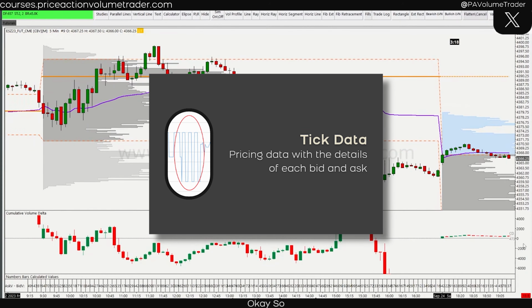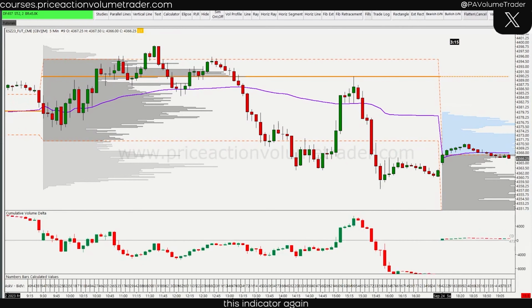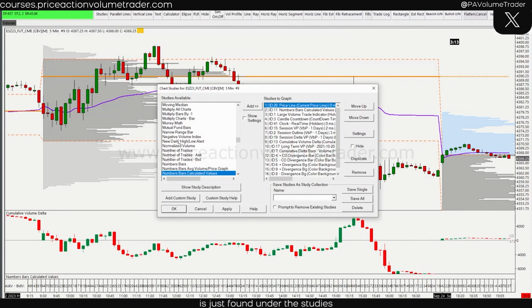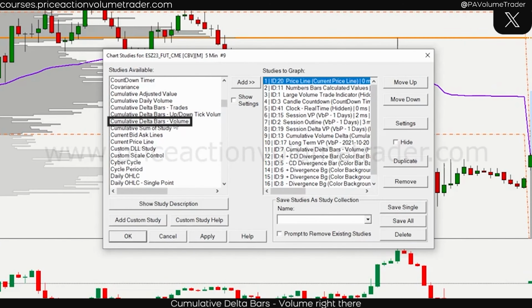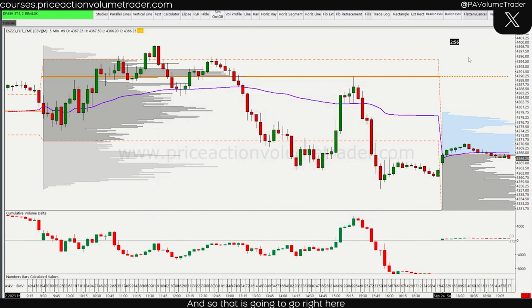Okay, so this indicator is just found under the studies, and you're just going to go to the letter C, and it's called Cumulative Delta Bars Volume right there. And so that is going to go right here.